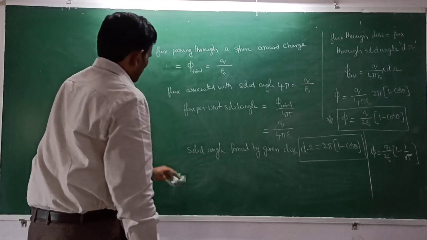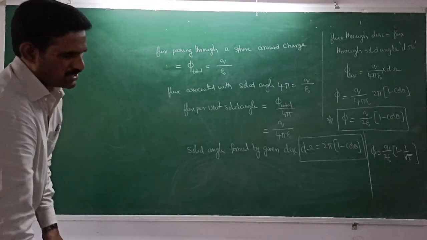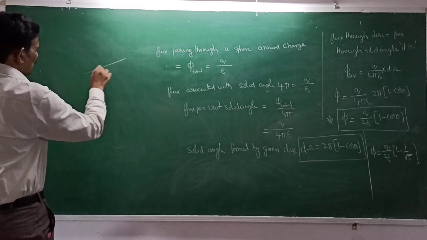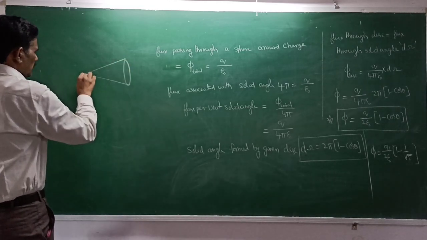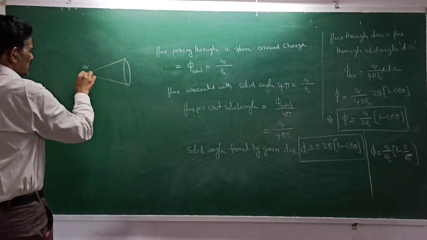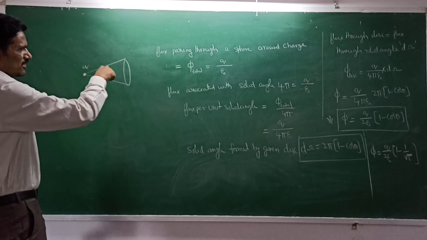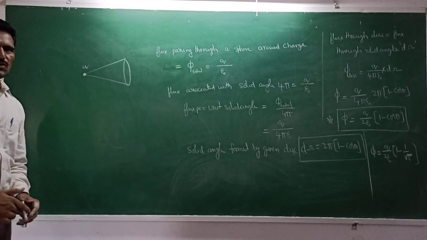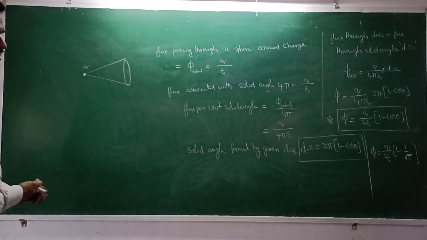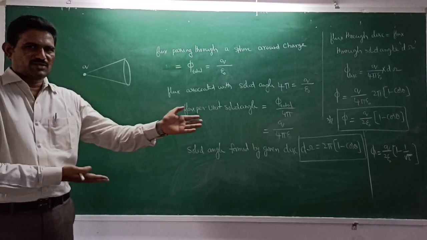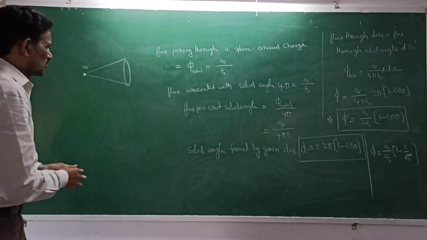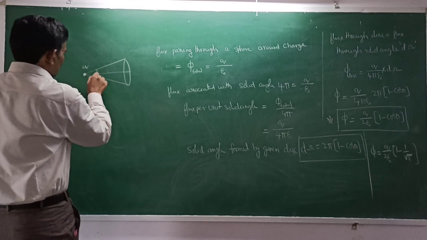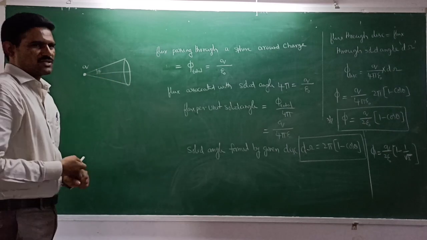That means the same question, instead of this disk, they may ask like this. A charge is placed at this vertex of this cone here. Then what is the flux passing through this cone? The flux passing through the cone is nothing but our given problem only. You can answer this as q by 2 epsilon naught into 1 minus cos theta, where theta is nothing but this angle, the half vertex angle or semi vertex angle.